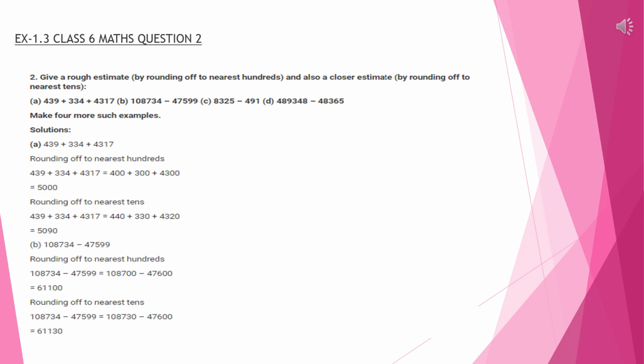1,08,734 equals 1,08,700. 47,599 is equal to 47,600. After subtraction, we will get the answer 61,100. Now, round off the numbers to the nearest 10. 1,08,734 is equal to 1,08,730. 47,599 is equal to 47,600. After subtraction, we will get the answer 61,130.